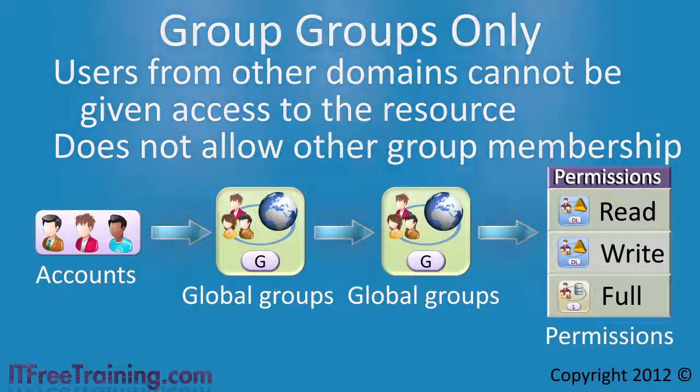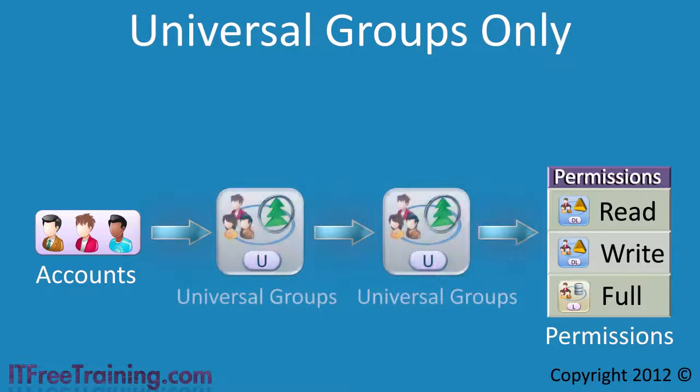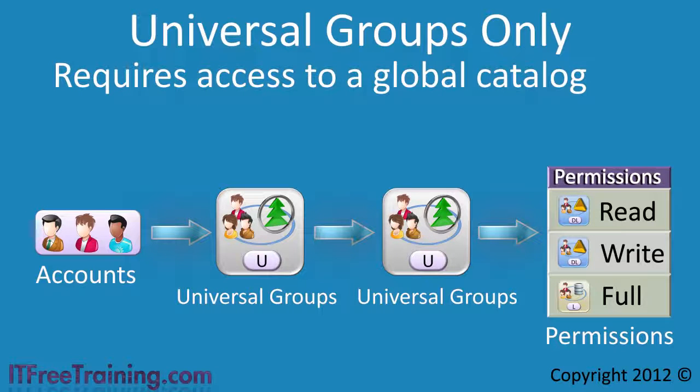The next question is, could you use universal groups? The answer is yes, you could. Universal groups are replicated to all global catalog servers in the forest. This means that as soon as you use a universal group, you require access to a global catalog server. If all your domain controllers are global catalog servers, this won't present a problem.